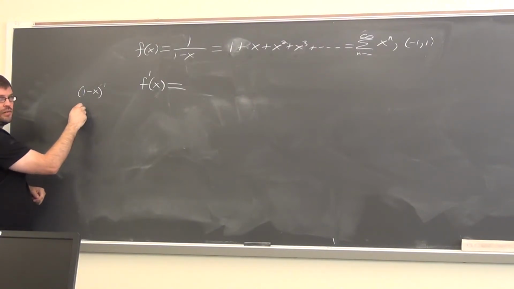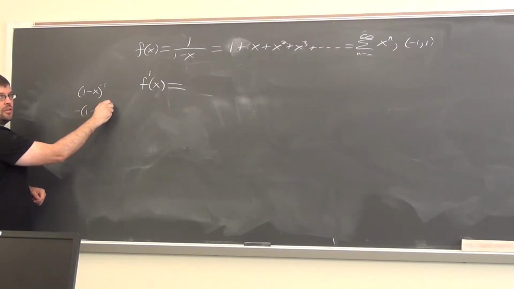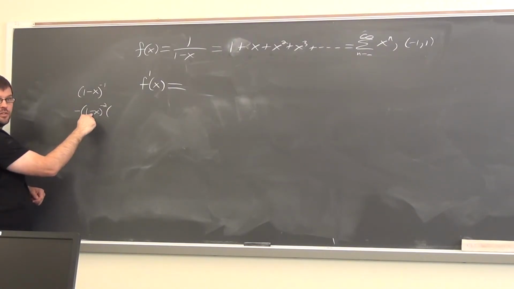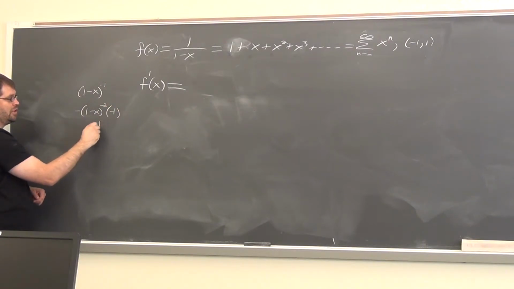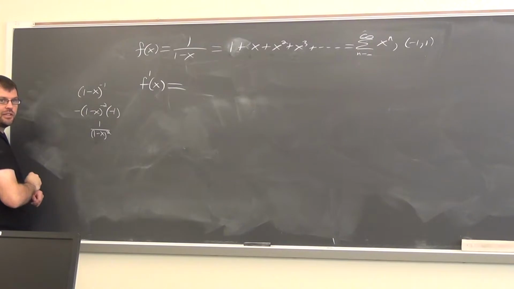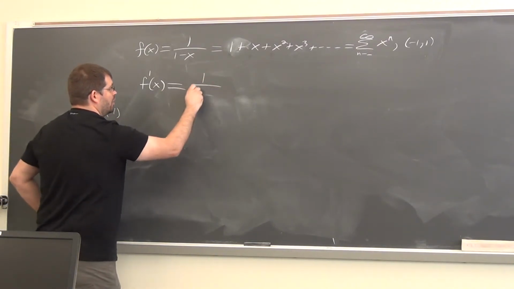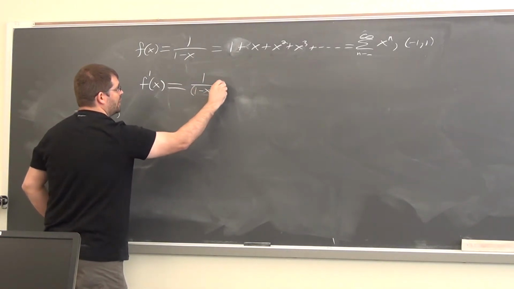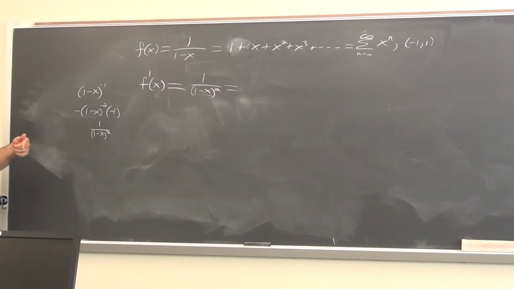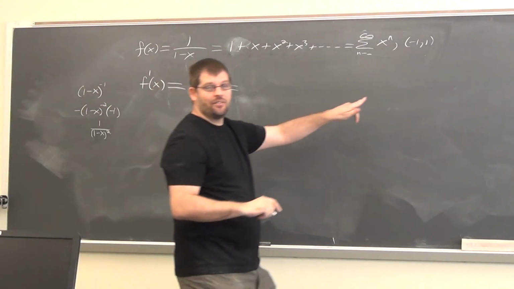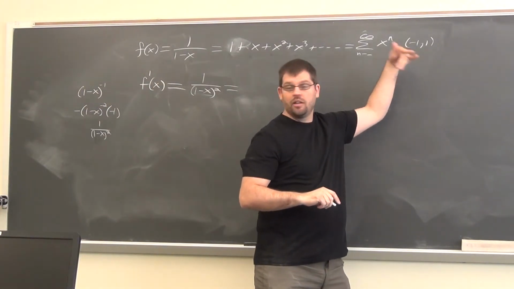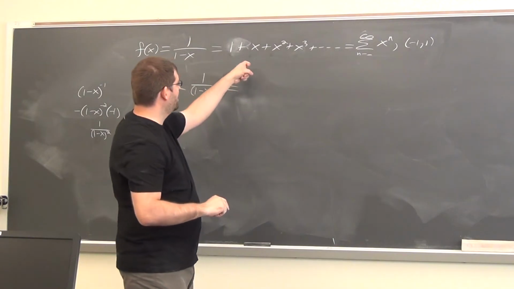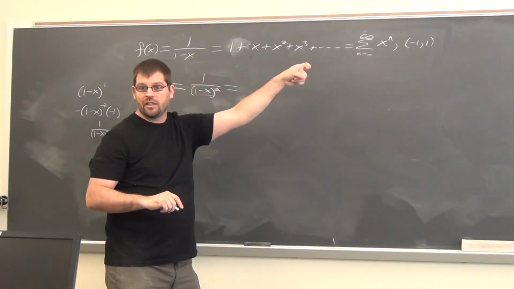Negative 1 minus x to the negative 2 times negative 1. So that's 1 over 1 minus x squared. Does that make sense? So the derivative is 1 over 1 minus x squared. And then our rules just said that as long as we stay inside of the interval from negative 1 to 1, the derivative can be found by just taking the derivative term by term.